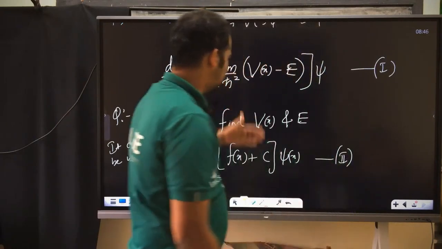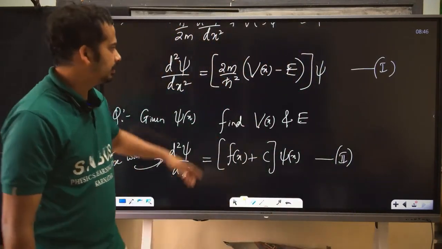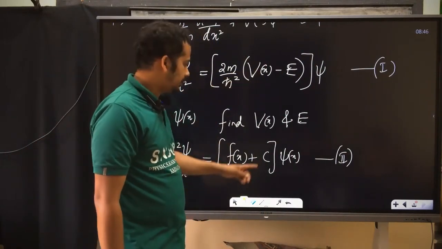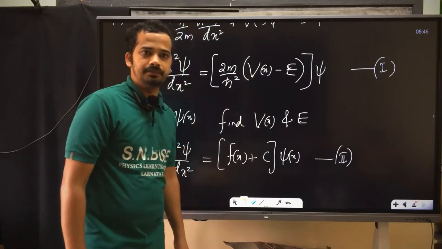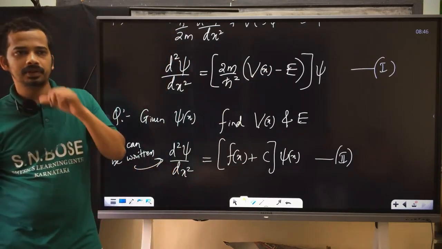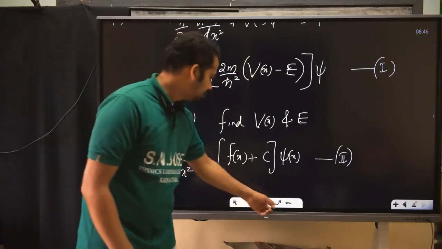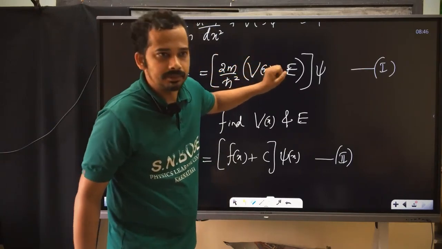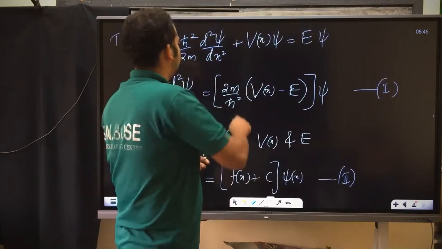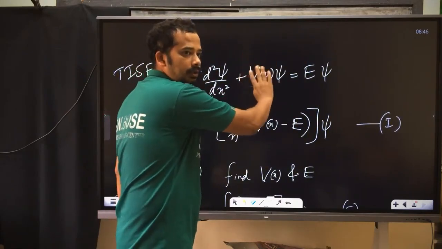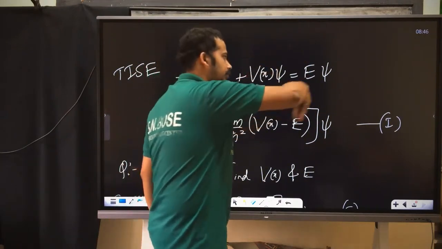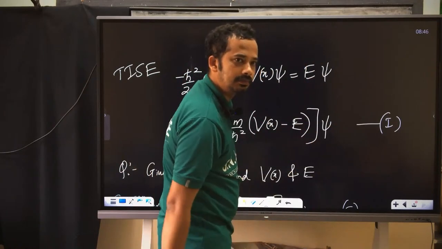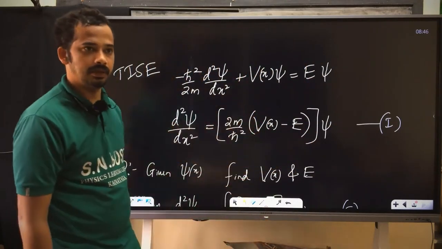Now compare the first and second equation. What would you say? Any functional part, that's your potential. Any constant, that's your energy. Is that okay? The idea is that V of x is purely the variable part. There should not be any constant part. If there is any constant part, you take it to the right hand side and keep it along with the energy. That is the basic idea, the basic assumption that I made.